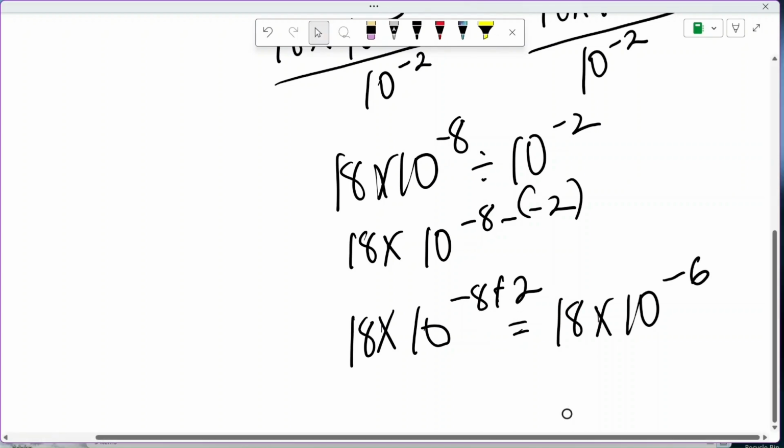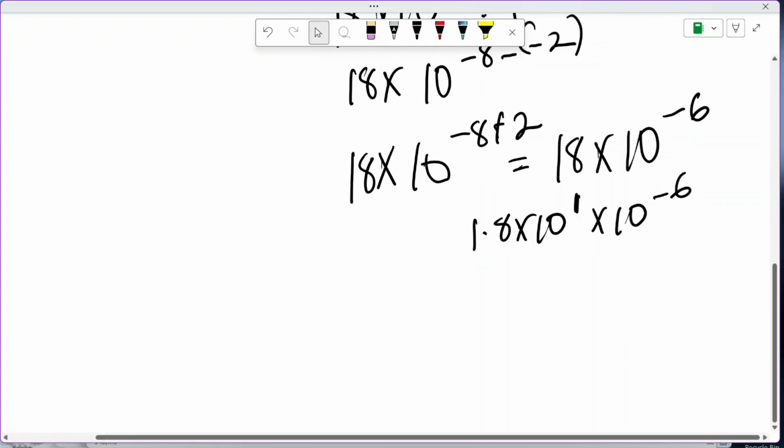Since the answer is wanted in standard form, we can't leave an answer in this form. For this 18, since it's a whole number, the decimal is outside, so we'll move the decimal back in. And we're moving it from the right to the left. It's going to be 1.8 times 10 raised to power 1 times 10 raised to power minus 6. We've converted this 18 into 1.8 times 10 raised to power 1. Then this 10 raised to power minus 6 is still here. Then we resolve this into 1.